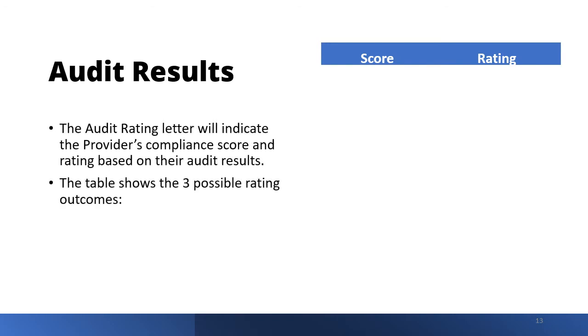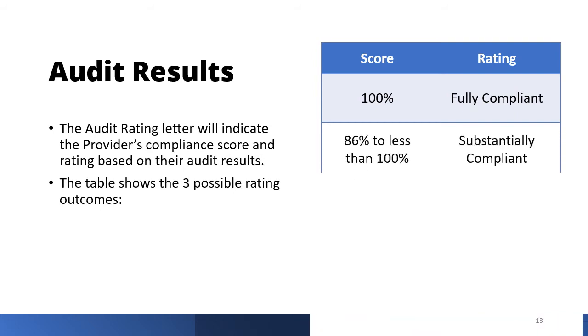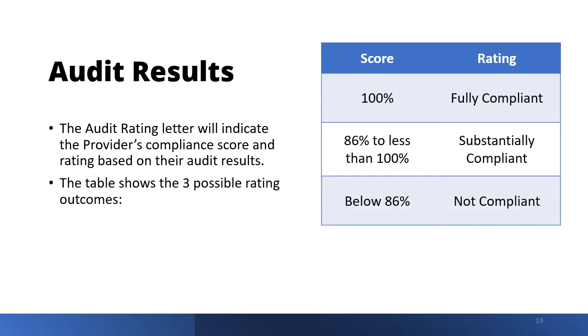There are 3 possible rating results. The first type of fiscal audit result is 100% and it is considered fully compliant. The second type of fiscal audit result of 86% to less than 100% is considered substantially compliant. And the last fiscal audit result of below 86% is considered not compliant.